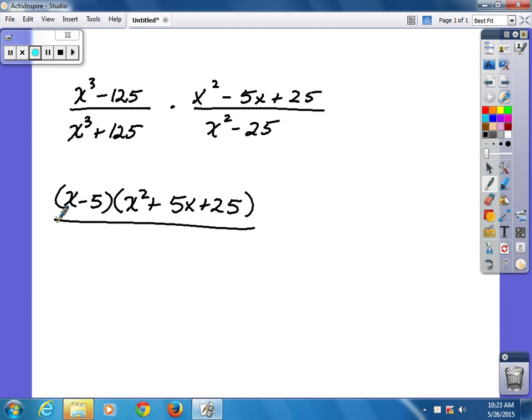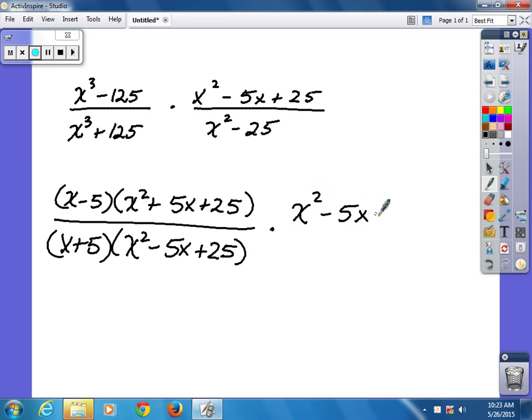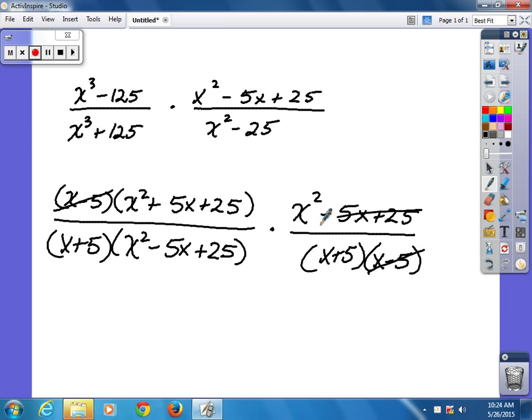And all you've got to do now is just switch the signs. x plus 5, x squared minus 5x plus 25, times x squared minus 5x plus 25 over x plus 5, x minus 5. And the x minus 5 cancels. And the x squared minus 5x plus 25 cancels.